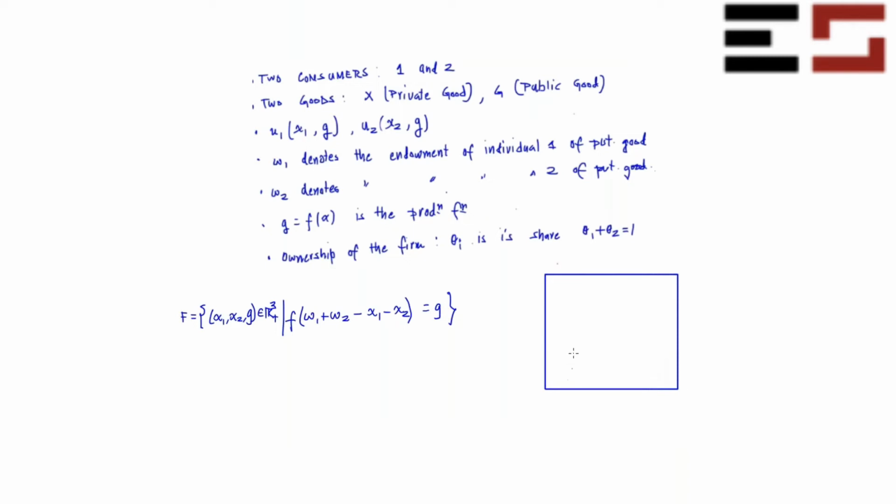You know why it is rival? Because if you go from this point to this point, you are basically increasing the consumption of good x for individual one, but at the same time, you are reducing the consumption of good x for individual two. Do you agree? Individual two consumes lesser quantity here, because you are giving more to consumer one. Is that okay? So basically there is rivalry.